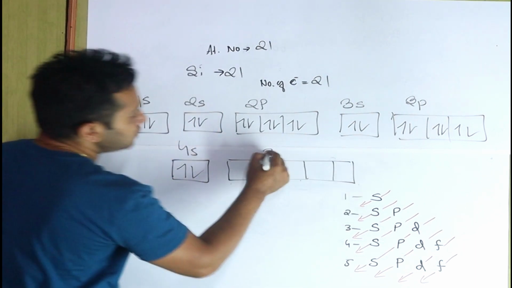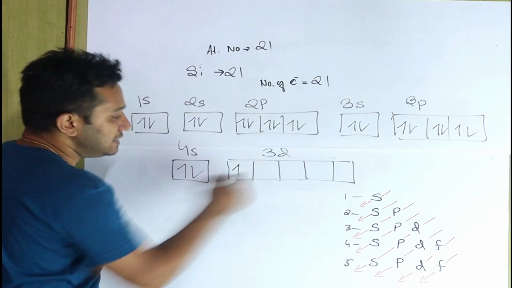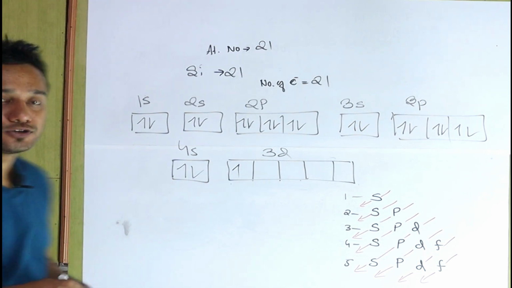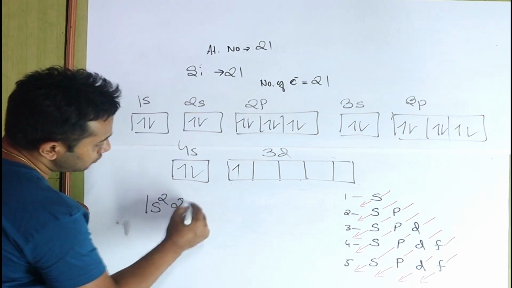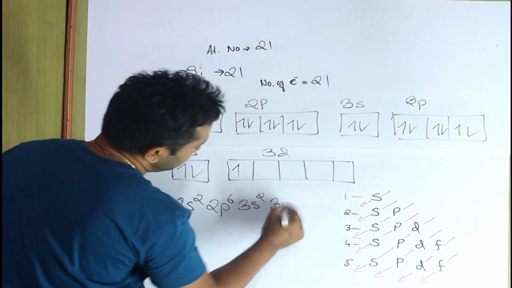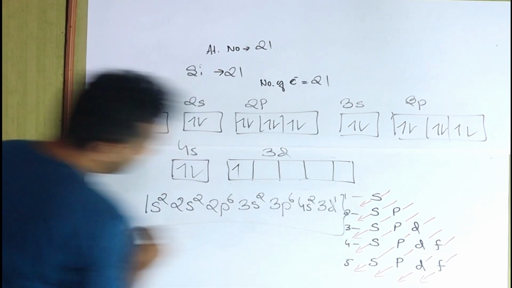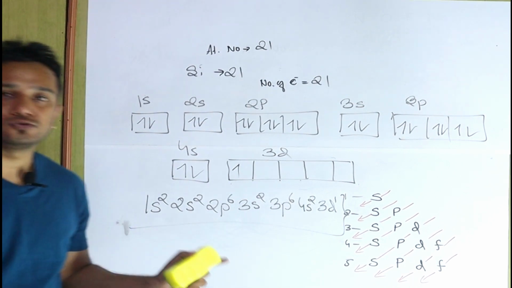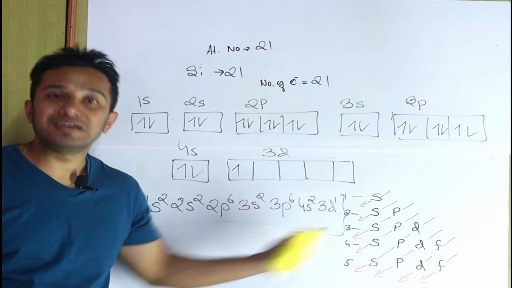And in 3d orbitals, we can accommodate 10 electrons. So 1 electron is supposed to enter the d orbitals. So this is how we are supposed to put the electrons. So if I write the electronic configuration, I will have 1s2, 2s2, 2p6, 3s2, 3p6, 4s2, 3d1. So this is the electronic configuration: 1s2, 2s2, 2p6, 3s2, 3p6, 4s2, 3d1.